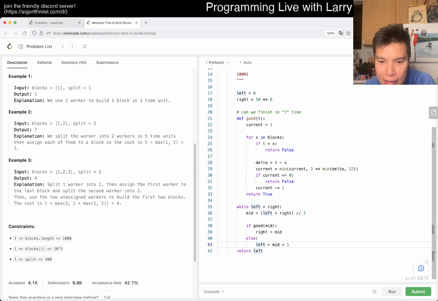So if we can finish in mid time, we want to finish in a smaller time. Otherwise, we try a bigger time. That makes sense. Did I screw up something? Oh, this is a little bit weird. It's not t. Well, it still should not be. It may be wrong, but it shouldn't be wrong the way that we have it. That part's a little bit weird. I did actually think about this, but I just forgot. But this should have been.